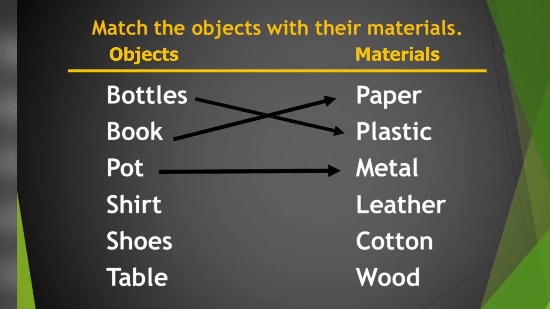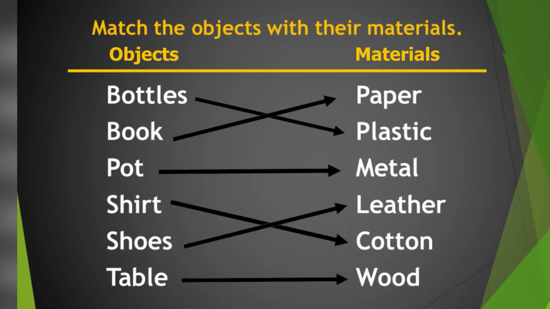Let's look at the other one. The shirt. What is the shirt made of? Correct again. It's made of cotton. A cotton shirt. Then we have the shoes. You're right. The shoes are made of leather. A pair of leather shoes. And the last one, of course, that's the giveaway. The table is made of wood. A wooden table. Good job, boys and girls.